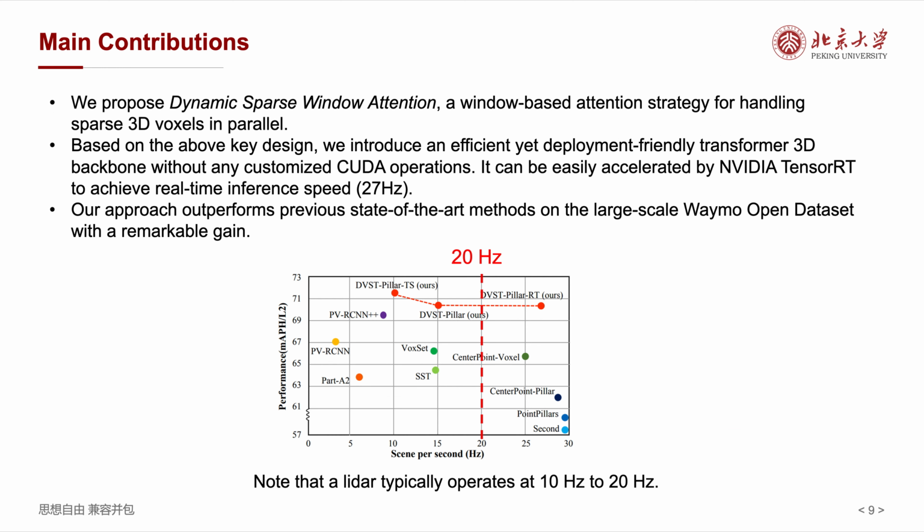To solve the above problem, we propose dynamic sparse window attention, a window-based attention strategy for handling sparse 3D voxels in parallel. Based on this key design, we introduce an efficient yet deployment-friendly transformer 3D backbone without customized CUDA operations. It can be easily accelerated by NVIDIA TensorRT to achieve real-time inference speed. Our approach outperformed previous state-of-the-art methods on the large-scale Waymo dataset with remarkable gains. We can see the figure here. The red is our method, and the previous methods such as PV-RCNN++.